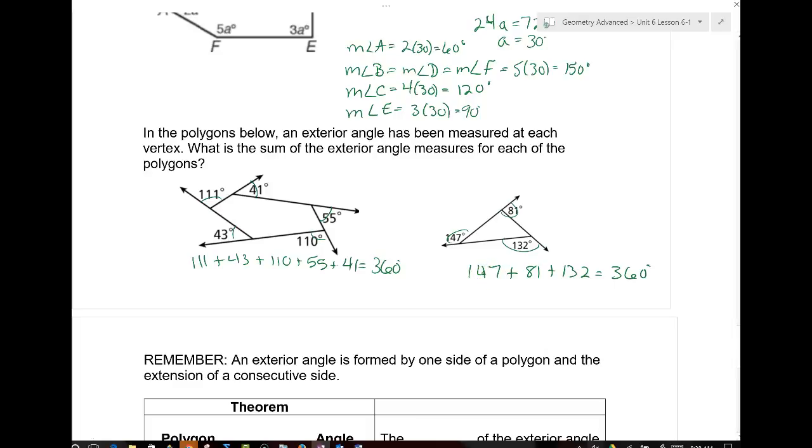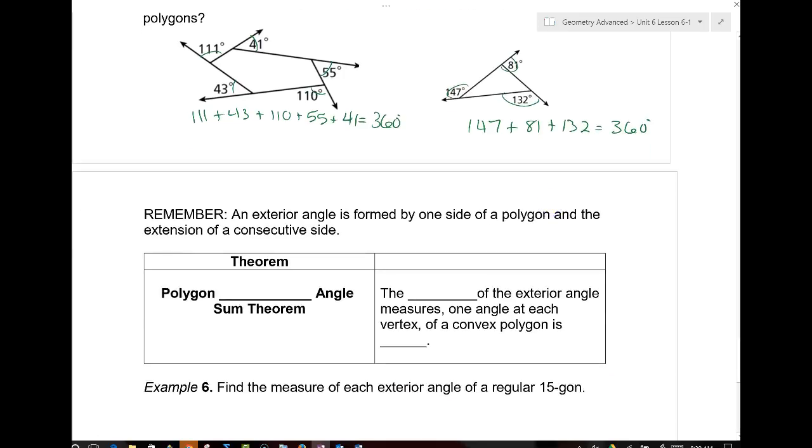What if I had a 100-sided polygon? What would be the sum of my exterior angles for a convex polygon? A pentagon. Octagon. A 1,000-sided polygon. The sum of the exterior angles is always 360. Every single time. Isn't that kind of cool? So do you think we have a theorem for that as well?